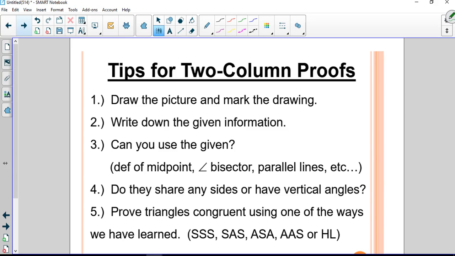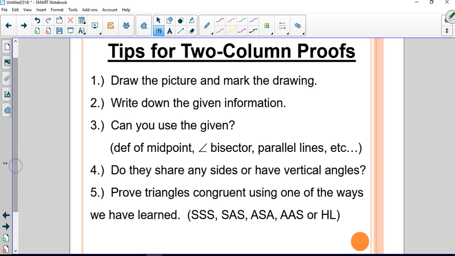So we want to draw a picture and mark on the drawing wherever we can. We talked about that before. Whenever you see a line that's equal to itself, mark it. If you have parallel lines, mark the alternate interior angles and so forth. Always write down the given information. How can we use that? And do they share any sides or have any vertical angles? Mark those right away. Prove them congruent using one of the rules.